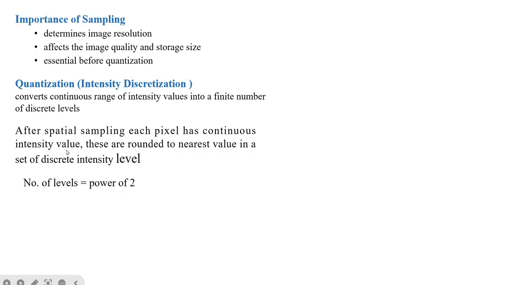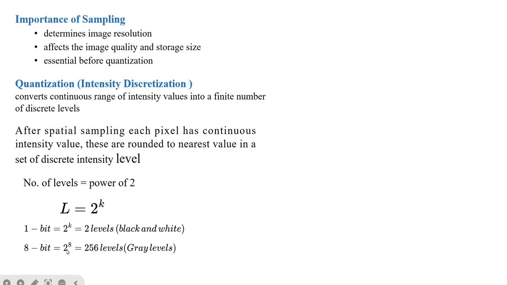Suppose the number of levels is a power of 2. It means that L is equal to 2 raised to k. If k is equal to 1, that is, if it is 1 bit, then you will be having 2 raised to 1, that is 2 levels, which is black and white. Or suppose the value of k is 8, that is 8 bits, then it will be 2 raised to 8, that is 256 levels, which are gray levels.